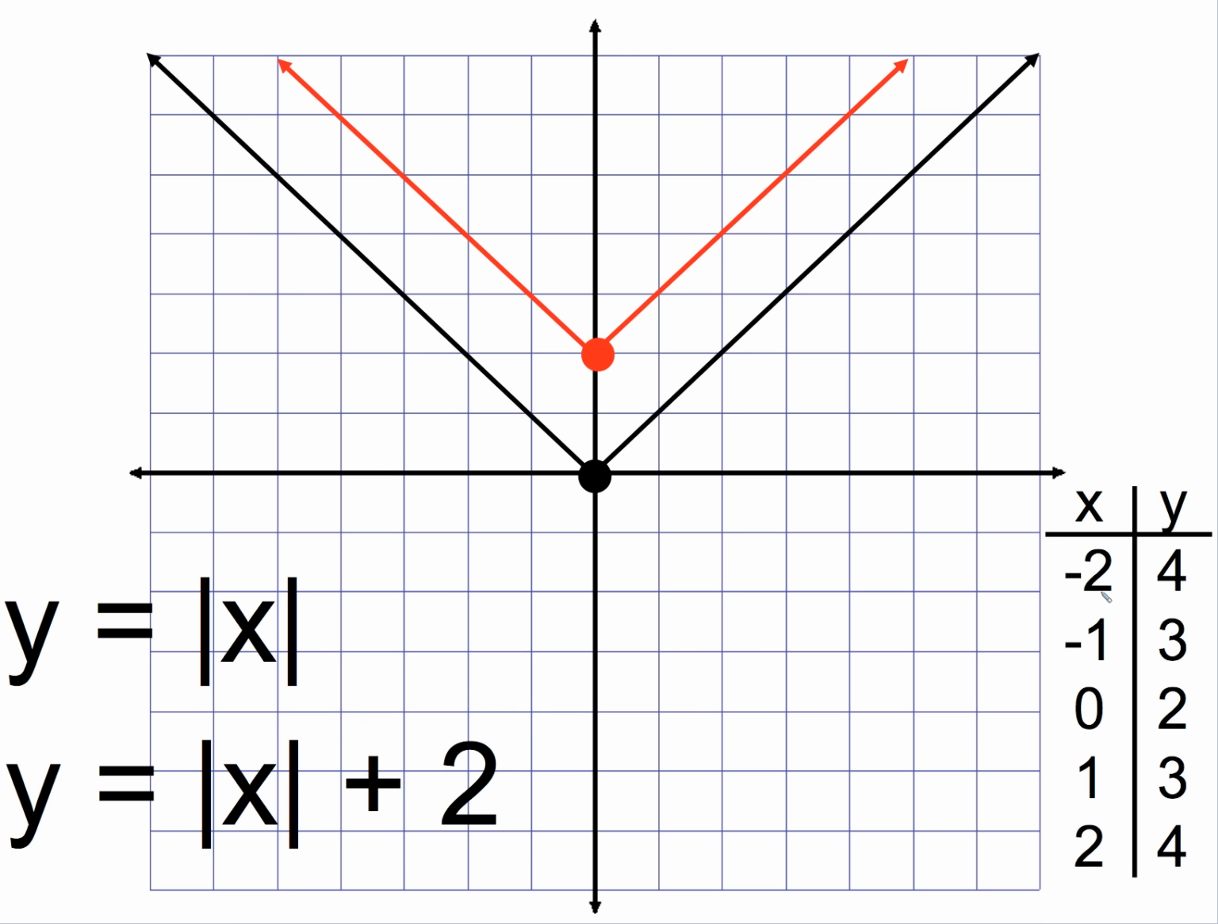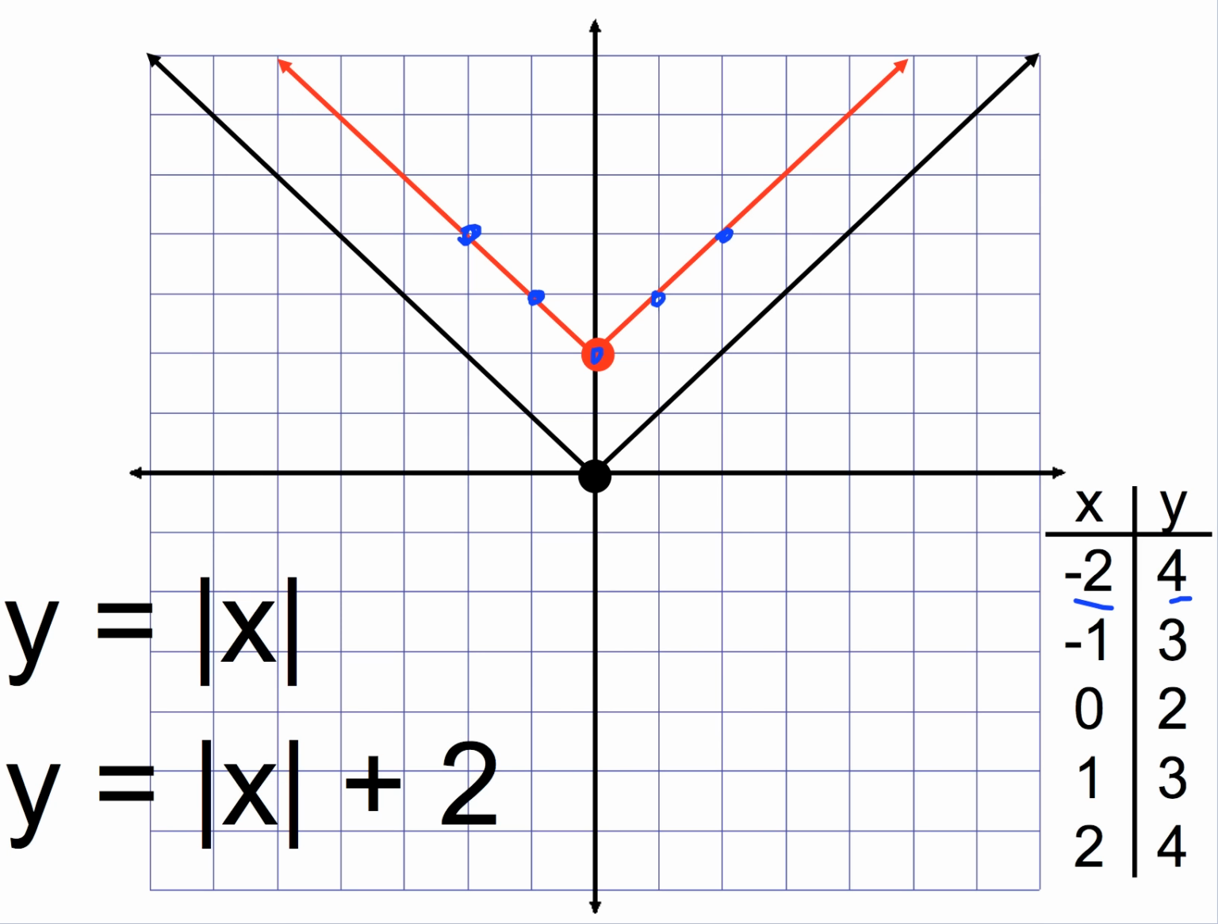So here I chose -2, -1, 0, 1, and 2 again, and I plug them in and calculated. So -2, the absolute value of that is 2, plus 2 would be 4. The absolute value of -1 is 1, plus 2 is 3, and then you can calculate the rest. And then you would just graph that: -2, 4, -1, 3, 0, 2, 1, 3, and 2, 4, and you would get the correct graph.